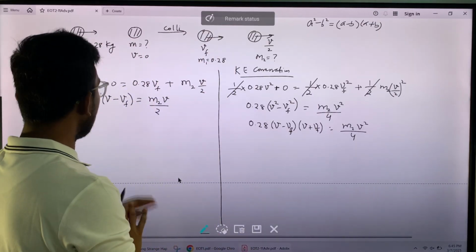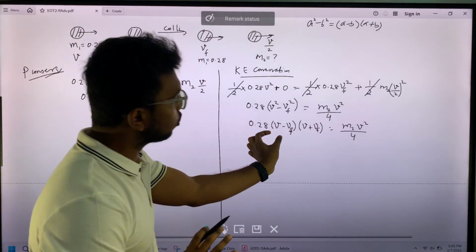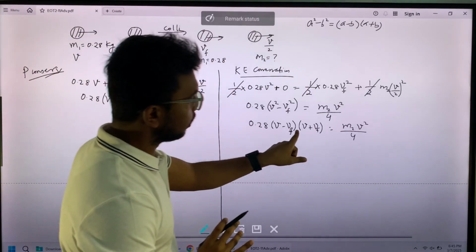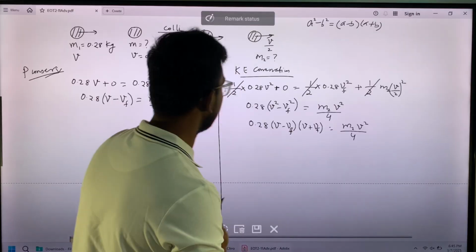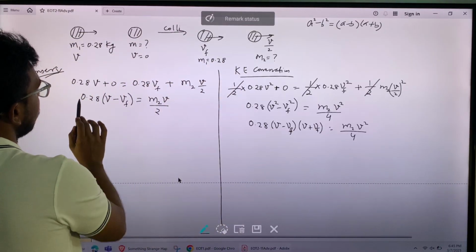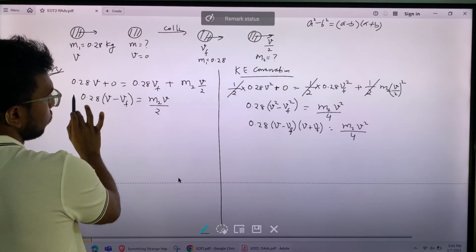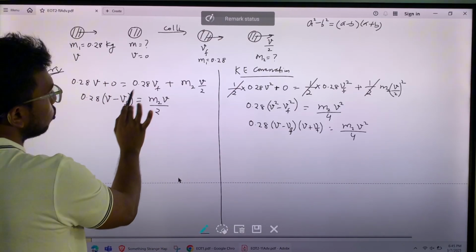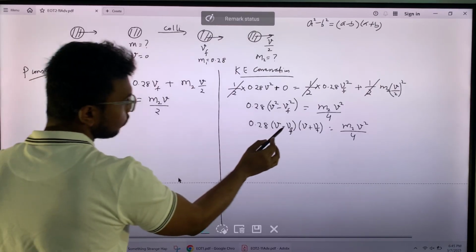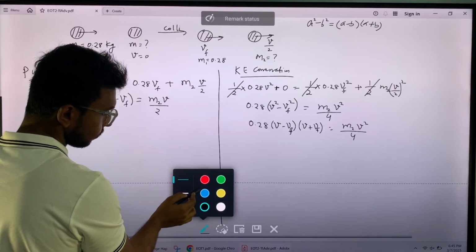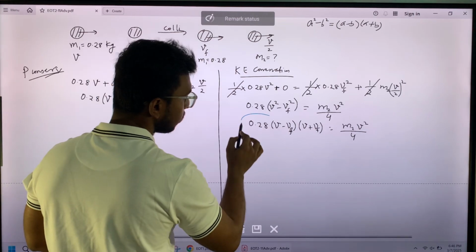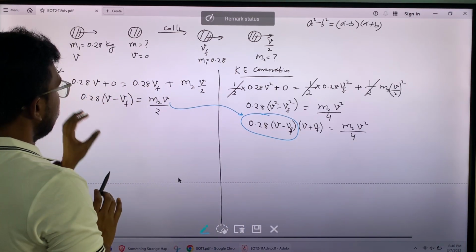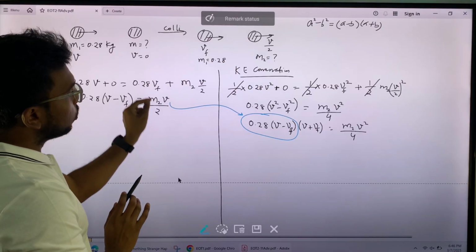Now here we have v minus vf, here also we have v minus vf. This entire 0.28 (v minus vf), and here also is v plus vf, m2 v square by 4. What I'll do is place 0.28 (v minus vf) here instead of this, so this will become m2 v by 2. Instead of this part, we are placing this part there. 0.28 (v minus vf) should be equal to m2 v by 2.